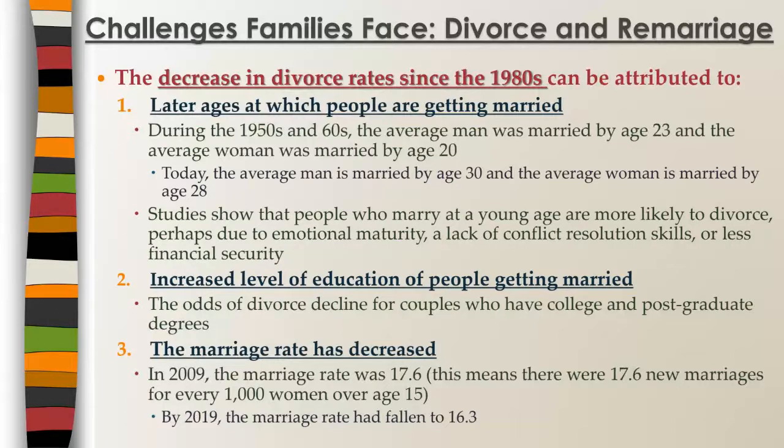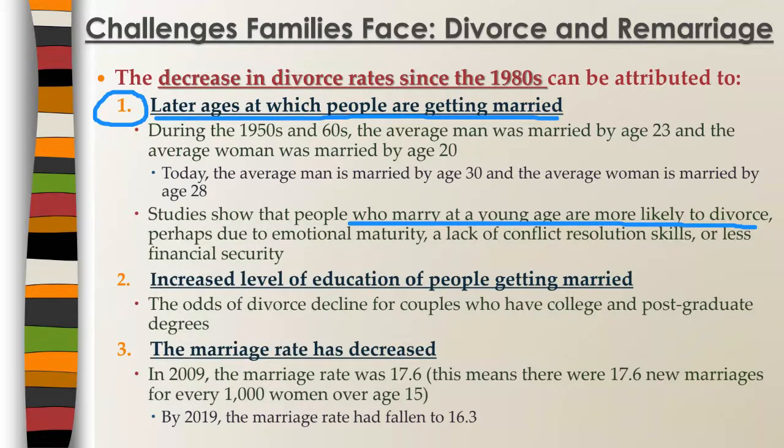Now, since the 1980s, the divorce rate has gone down. Why? Number 1, we talked about this already, people are getting married later in life. Today we tend to get married more in our early 30s rather than our early 20s. And most studies show that people who get married at young ages are more likely to divorce for any number of reasons, maturity or conflict resolution or financial security. So that might be one explainer.